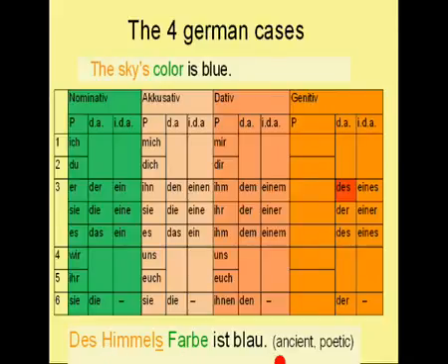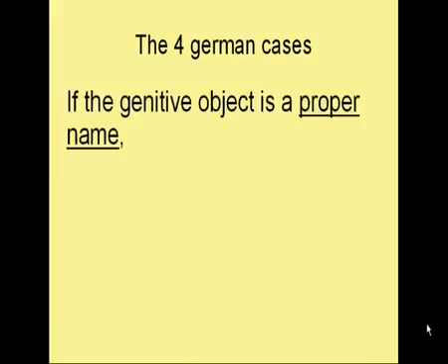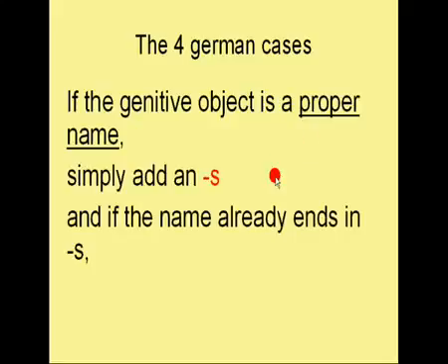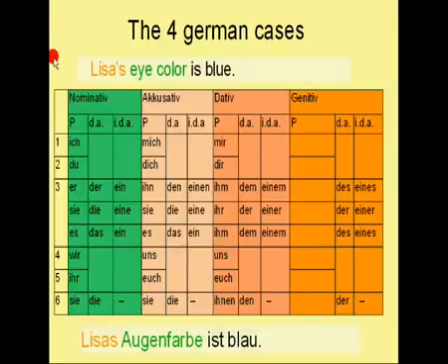The only time when we use this word order in the modern German language is when the genitive noun is a proper name. Now what you need to know is that when a genitive object is a proper name, we simply add an S, and if the name already ends in S, we add an apostrophe. Now let me show you this by an example. Lisa is a proper name, and Lisa doesn't end in S. The sentence in English reads Lisa's eye color is blue. So in German, we add an S to the proper name Lisa, and we would read it: Lisas Augenfarbe ist blau.